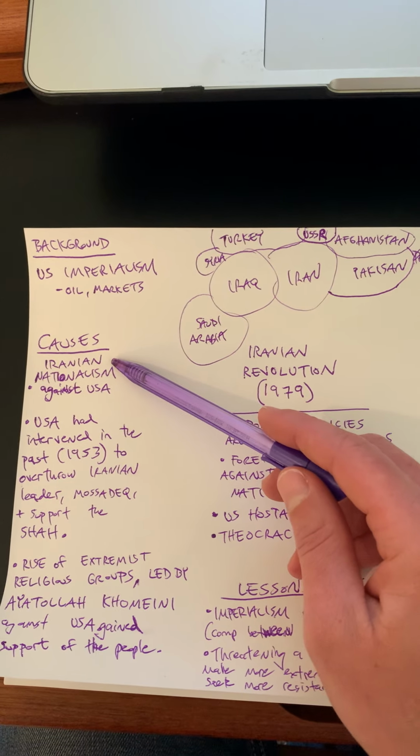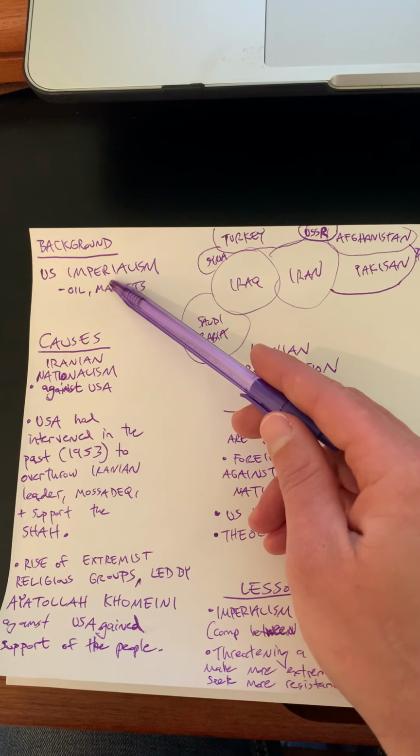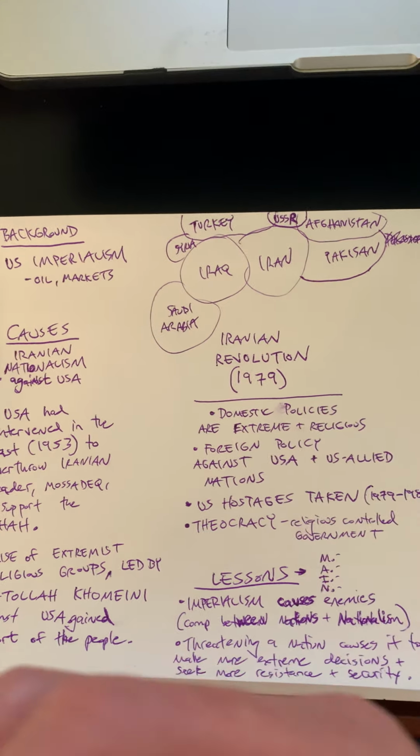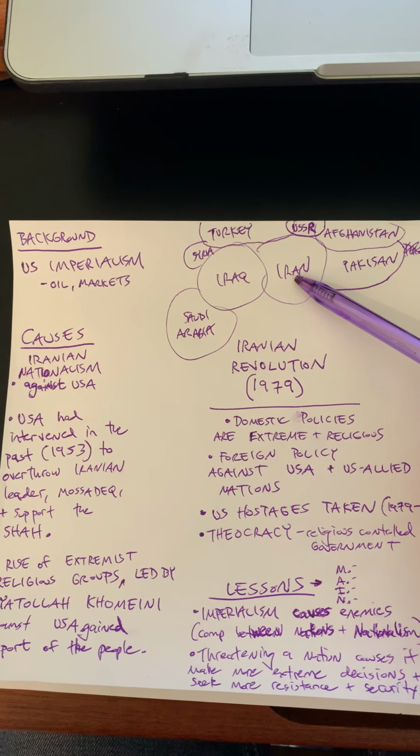The cause is there's a lot of Iranian nationalism against the United States. Remember, imperialism means the domination of one nation by another, economically, politically, and socially. The U.S. dominated Iran's economics, especially their oil.